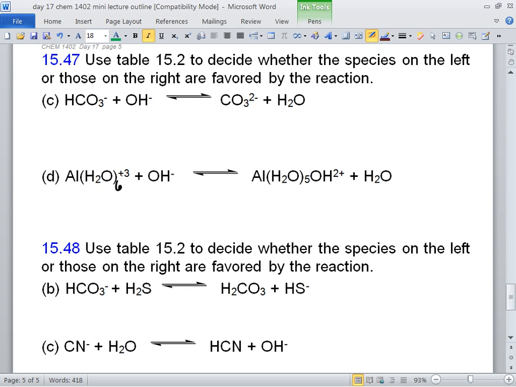So there's a lot of different ways of answering that question. Which way will it be favored? That's the same as saying, which direction is the arrow going? That's the same as saying, which one will you have more of at equilibrium, reactants or products? Which one will dominate at equilibrium? What's the dominant form at equilibrium? Those are all the same way of asking the same question.